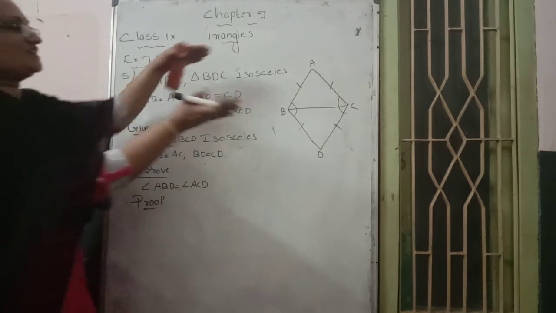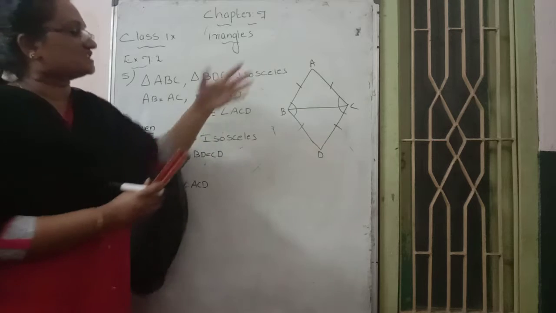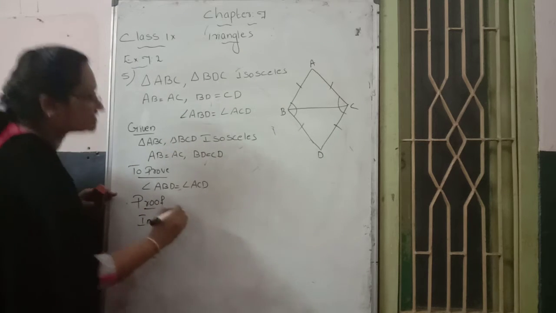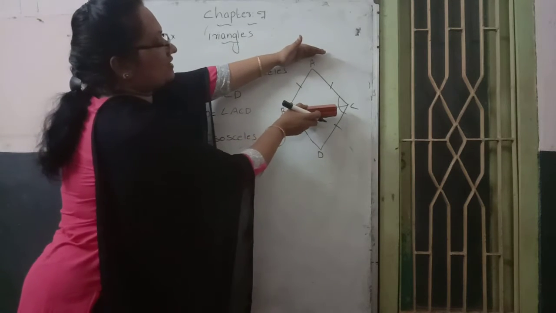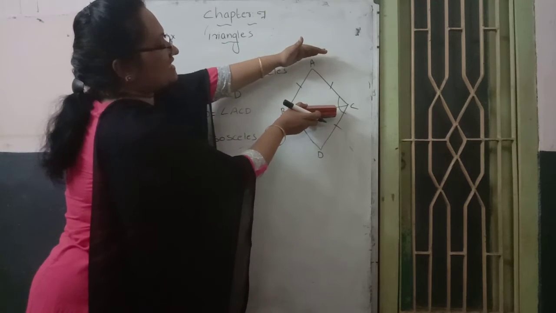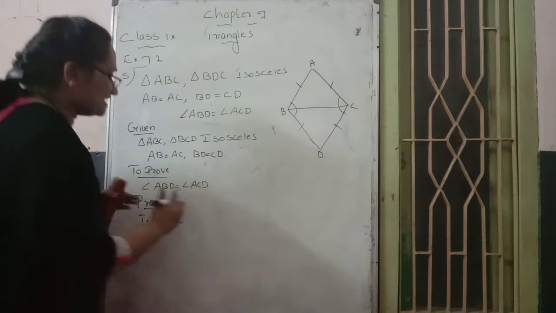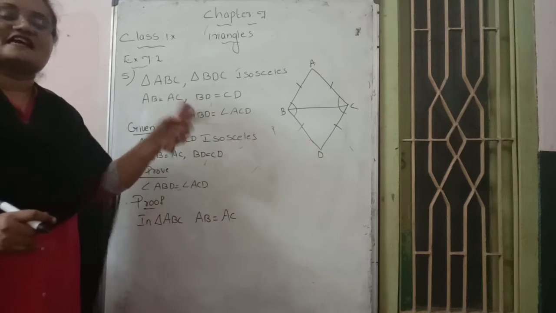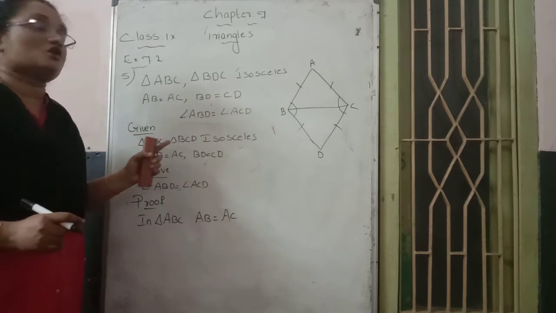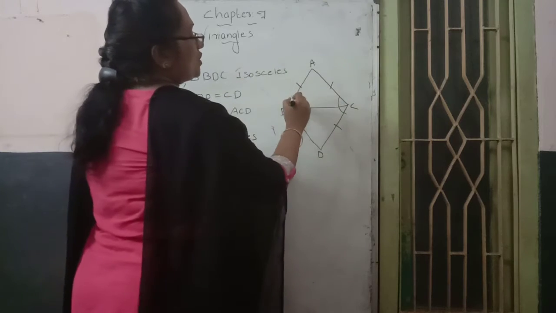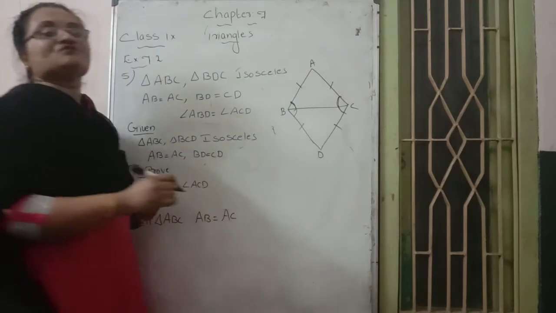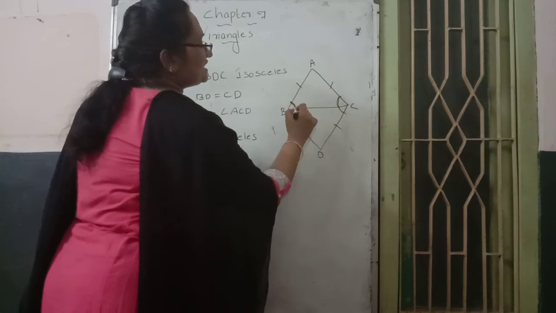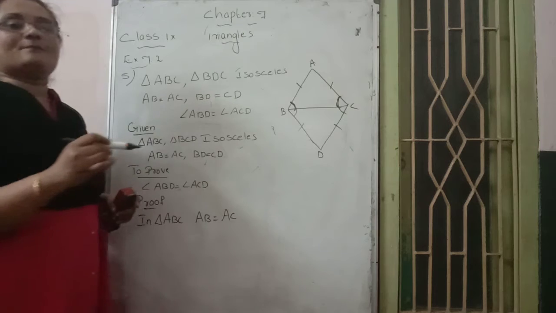How to prove? First we consider the first isosceles triangle, which is triangle ABC. In that diagram, what sides are marked? AB side is equal to AC side. Earlier we learned a property: if sides are equal, the opposite angles also become equal. Which are the opposite angles? With respect to AB and AC, angle B and angle C are opposite.